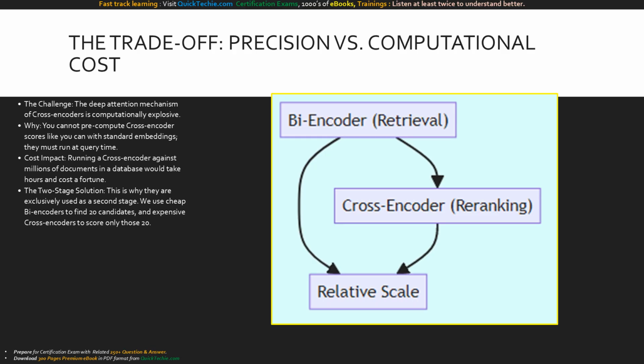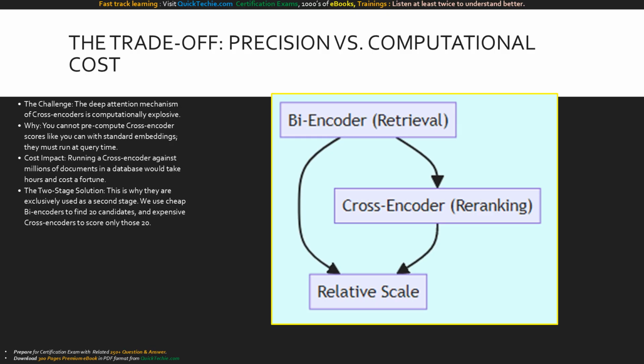This is why we use a 2-stage architecture. We leverage the cheap, fast bi-encoder to whittle the 1 million documents down to just 20. Then we apply the heavy, expensive cross-encoder only to those 20 candidates. We get the speed of the first stage and the extreme accuracy of the second.